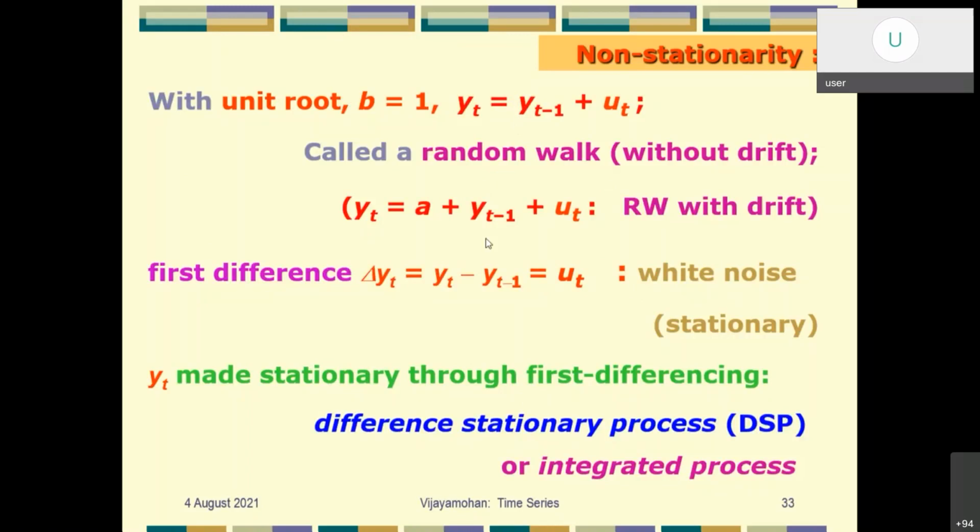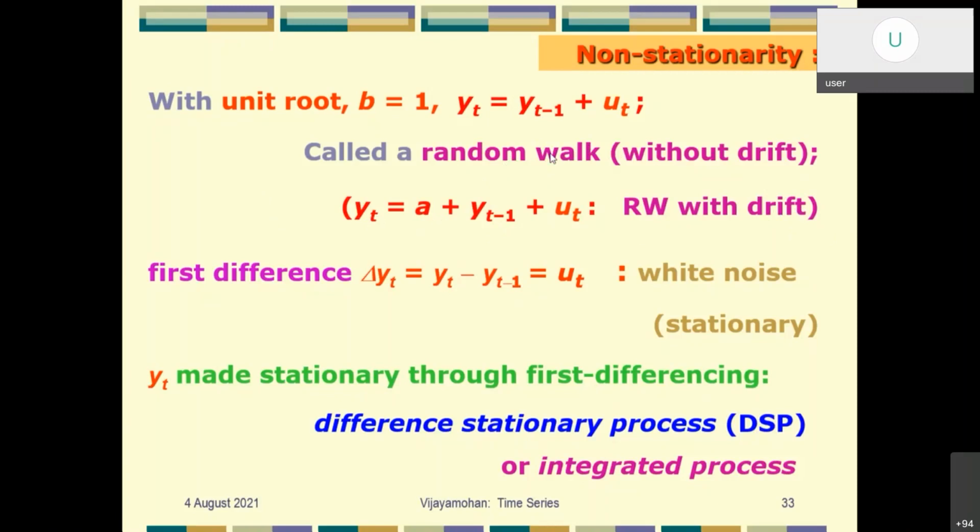Now, if we have a constant in this process, then it is called a random walk with drift. It is called without or with drift because the presence of the constant will give a trend for the yt series. That is why the trend is called drift. In this case, there is no trend. Therefore, this is a random walk without drift.